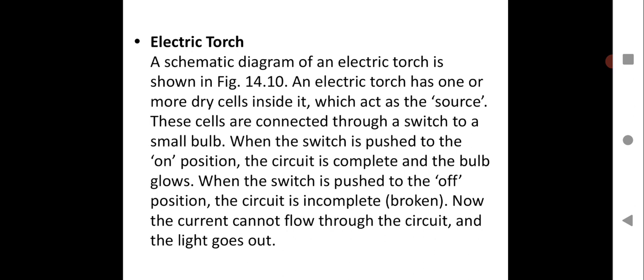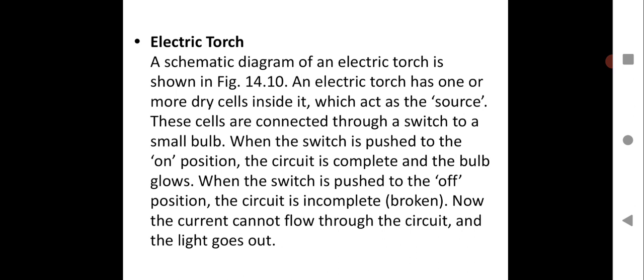An electric torch has one or more dry cells inside it, which act as the source. These cells are connected through a switch to a small bulb. When the switch is pushed to the on position, the circuit is complete and the bulb glows. When the switch is pushed to the off position, the circuit is incomplete, that means a broken circuit, and now the current cannot flow through the circuit and the light goes out.